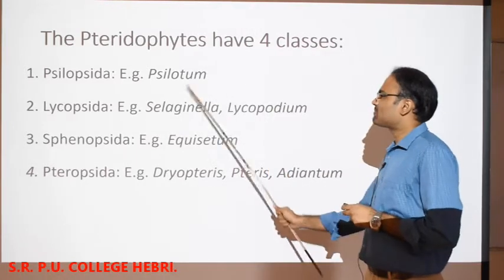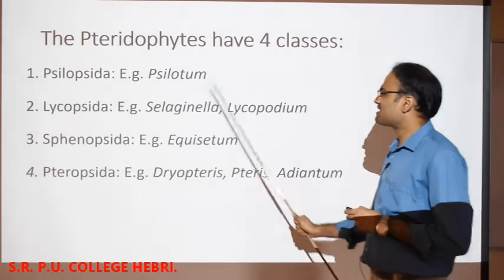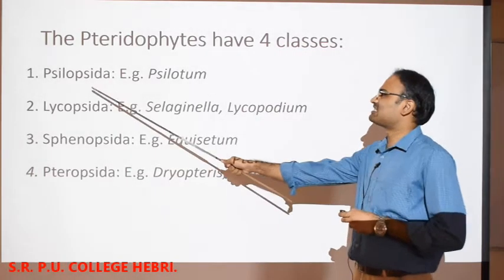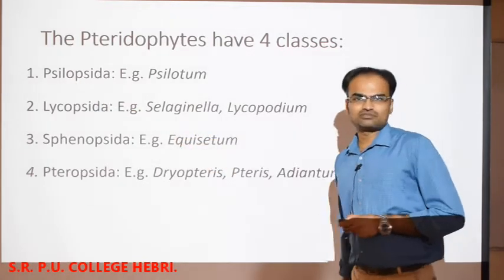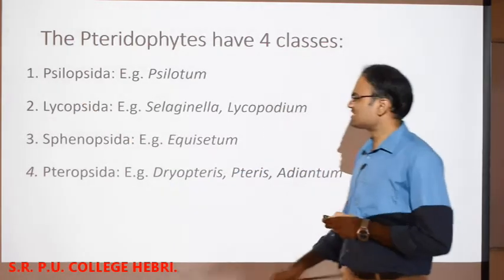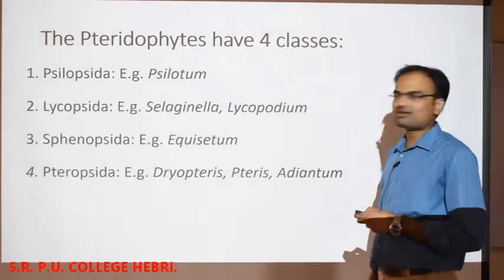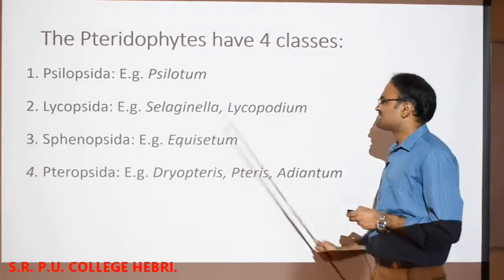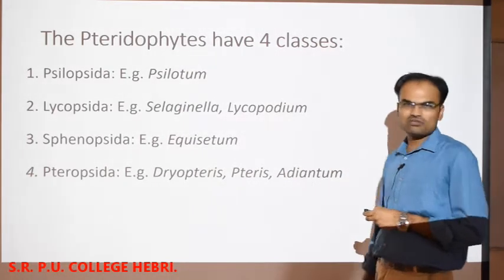Coelopsida. Example Coelotum. Okay, Coelopsida is the name of a class. And here the P is silent. That's why it is pronounced as Coelopsida. Second class is called Lycopsida. Example Selaginella, Lycopodium. So Lycopsida, Lycopodium, easy to remember.